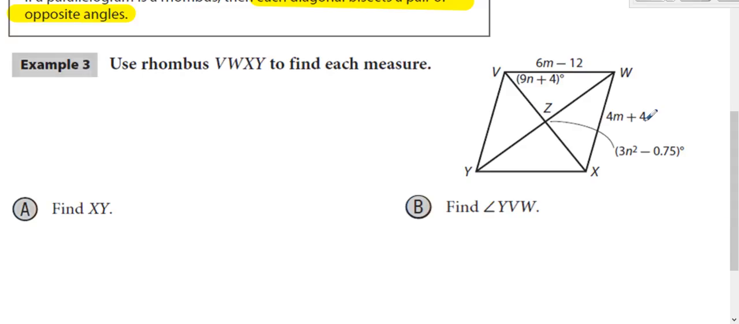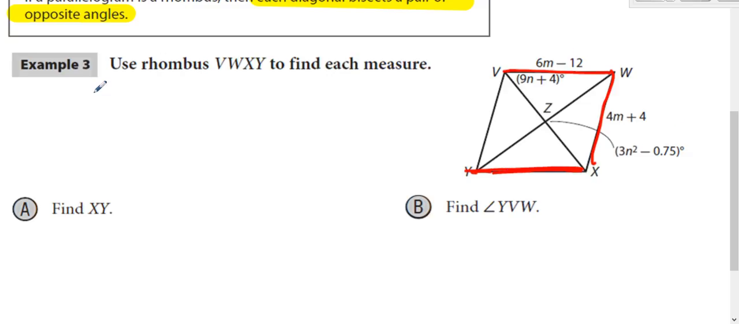So this is a rhombus, we're told, and we need to find XY. So we are finding this side down there. All 4 sides are congruent, so it doesn't matter which side length we solve for, they're all going to be the same because it's a rhombus. So that means that VW and WX are also congruent. They're congruent to each other, and they're congruent to the side that we're trying to find.